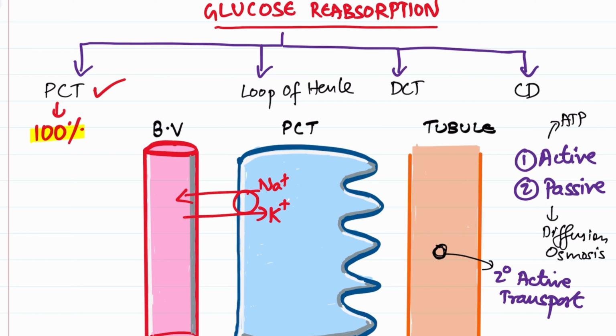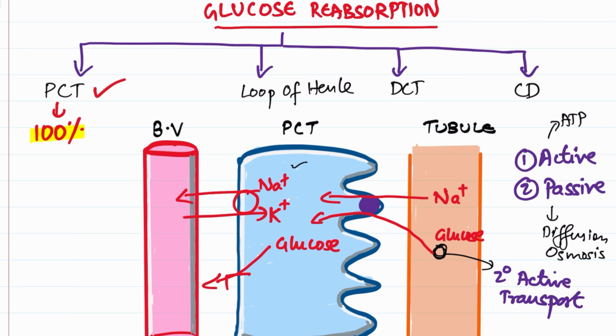Now this actually creates a concentration gradient, right? Inside the PCT cell, the sodium concentration has decreased. So as a result, what happens? We have our sodium glucose co-transporter, and this co-transporter will transfer our glucose along with a sodium molecule. So these are our sodium molecules, and this is our glucose molecule. The sodium glucose co-transporter transfers the glucose into the PCT cell, and this glucose is then carried out into the blood by another transporter.